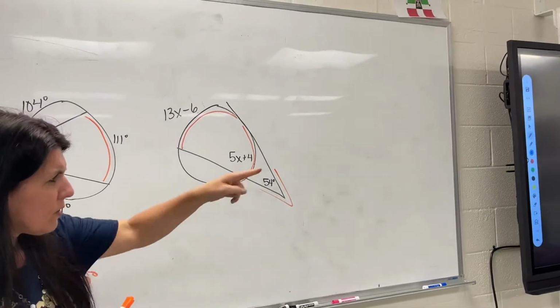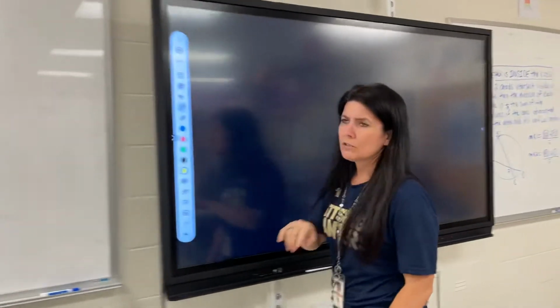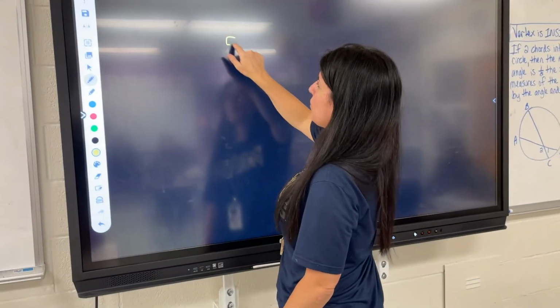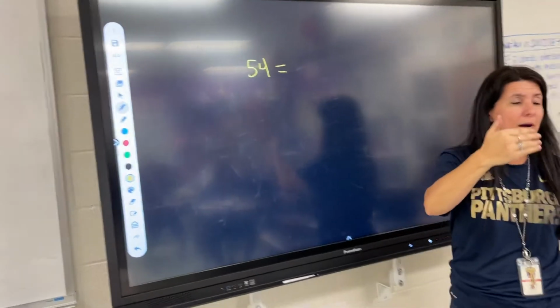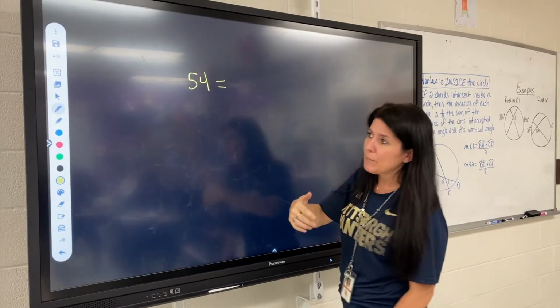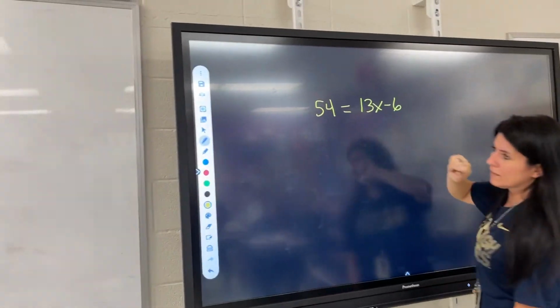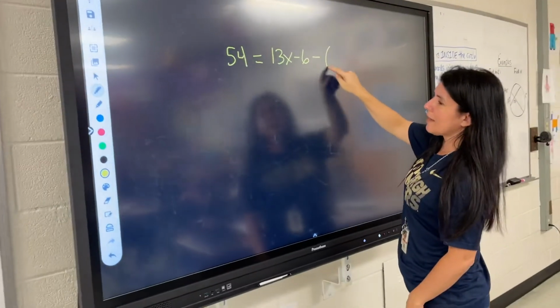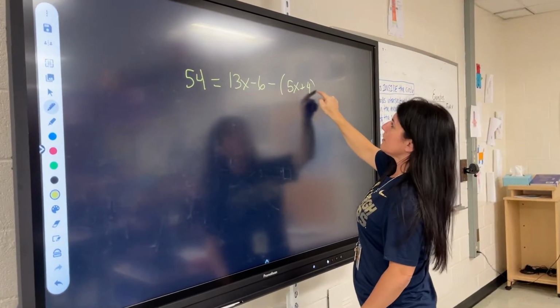So I'm going to do this on the board just to make it a little bit easier for you guys to see. So the outside angle is 54 equals the bigger arc minus the smaller arc. The bigger arc is identified as 13x minus 6, and we're subtracting that smaller arc and dividing by 2.